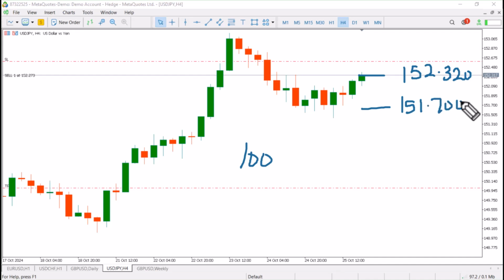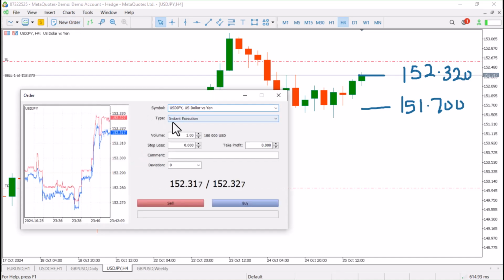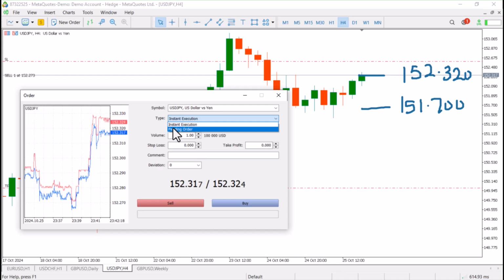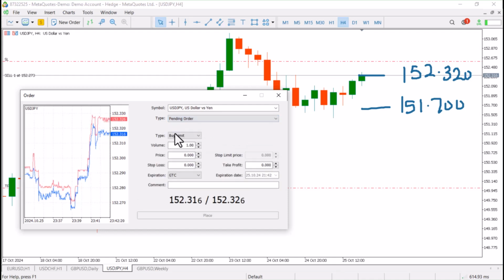Now the type of order you can use to buy cheaper at 151.70 is what we call the buy limit. It limits your expenditures. Limit means it reduces your expenditure. So you click on the new order, and then you go to the order window. You switch from instant execution, then you select pending order. Remember, limit and stop orders are under pending order. You select pending order, then under the pending order you have by default buy limit.